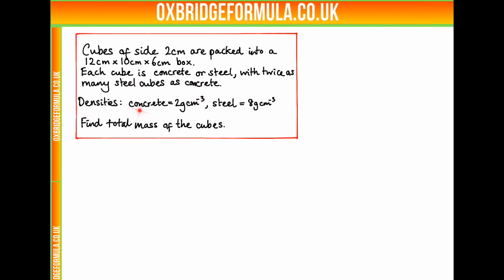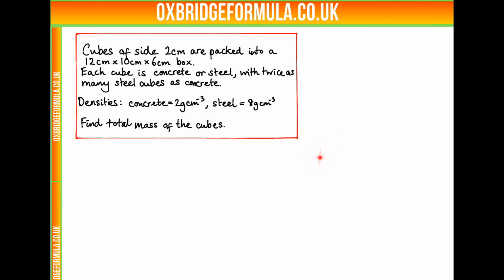So the densities are given: concrete is 2 grams per centimeter cubed, and steel has density 8 grams per centimeter cubed. Find the total mass of the cubes. So in order to find the total mass of the cubes, we'll need to know how many cubes there are, how many of these are steel, how many are concrete, and then what are their densities, because we already have the dimensions of each cube as they are side 2 centimeters.